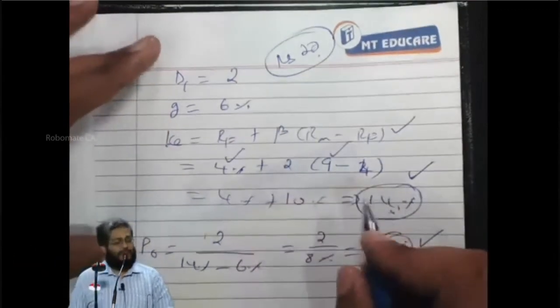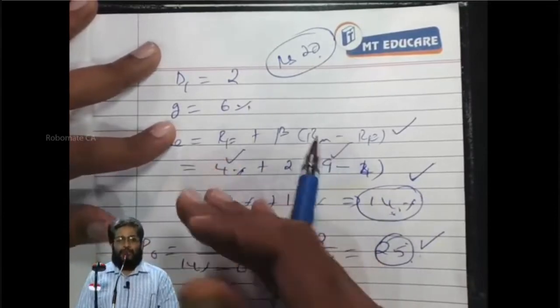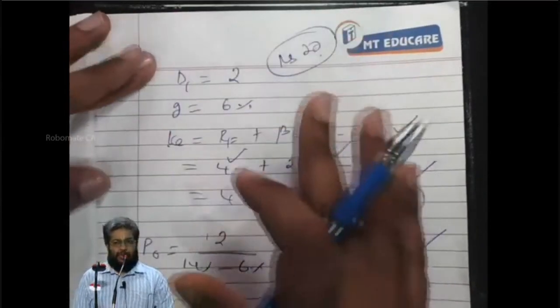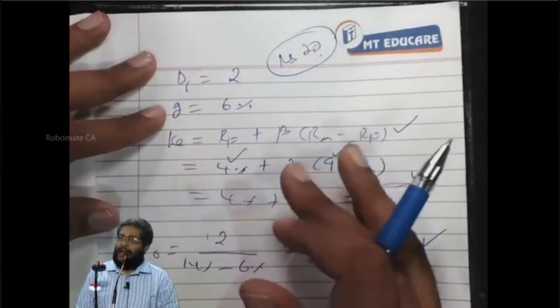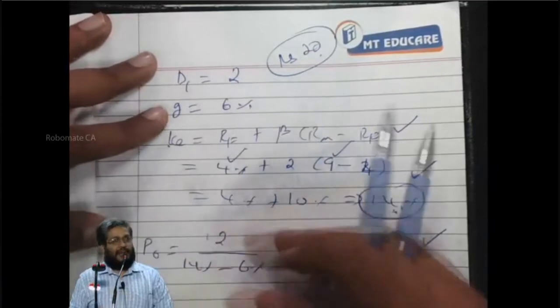Right? P0 is equal to... so we all know the growing perpetuity, discounted cash flow. What is it for level perpetuity? Cash flow by R. What is it for growing perpetuity? Cash flow by R minus G, where R is the equilibrium return. That's all. Yes or no?